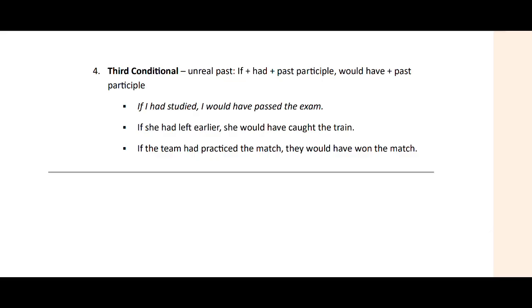Final one, third conditional, conveys unreal past. The structure is if plus had plus past participle, comma, would have plus past participle. If I had studied, I would have passed the exam. If I had your number, I would have called you. If she had left earlier, she would have caught the train. If the team had participated in the match, they would have won the match.